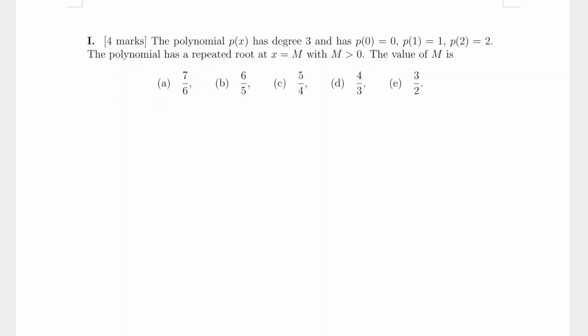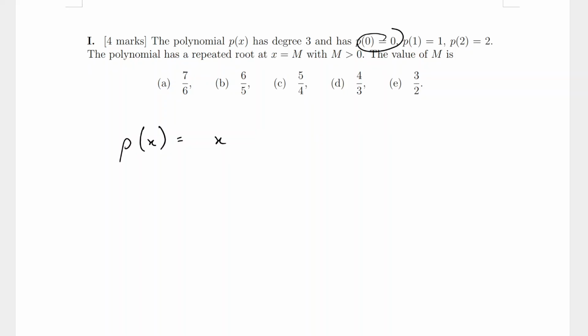Yep, so maybe we could construct the cubic in terms of its roots. So where are its roots? Well, we know that 0 is a root because p of 0 is 0. Yep, so let me construct p of x. Well, then definitely x is a factor of that polynomial because 0 is a root. And the polynomial has a repeated root, very important, repeated root at x equals m. So this bracket must be x minus m squared.